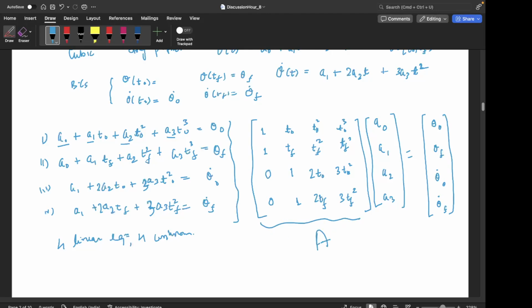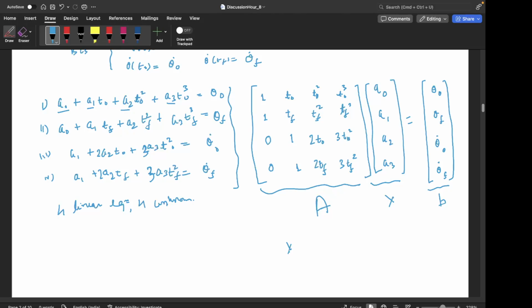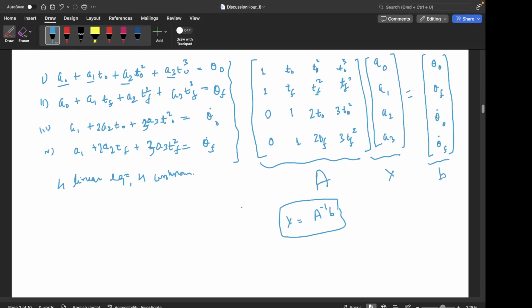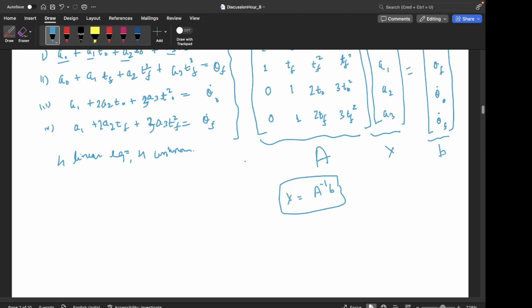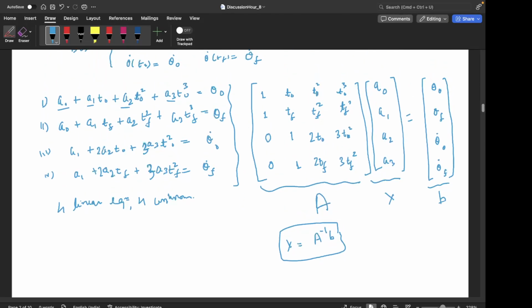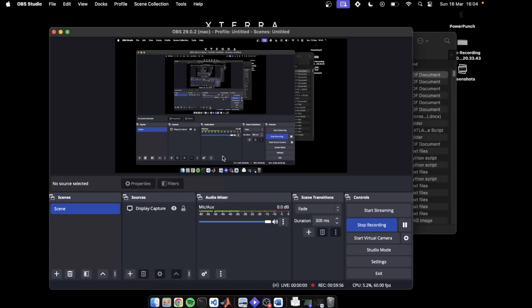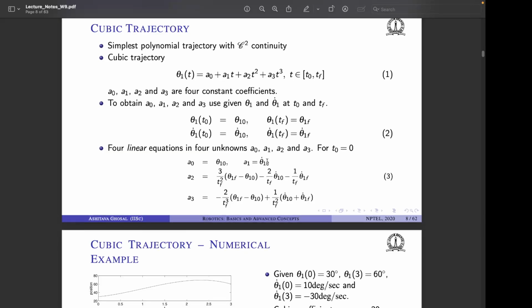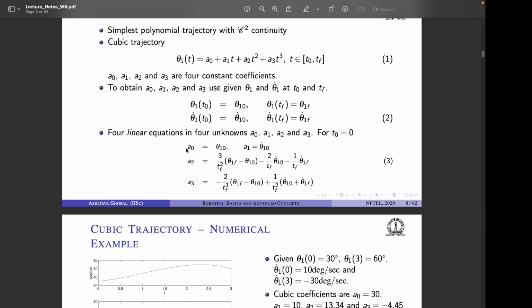This is A, this is our parameter set X, and this is our residual B. So we can find out X by doing X is equal to A inverse B. This is how you can do it numerically if you want to. We can also find out very easily with some manipulations. We can solve and write down the analytical equations of these four parameters, which show up like this.